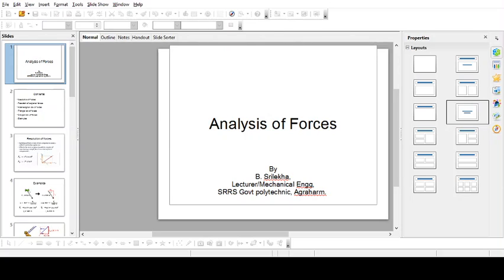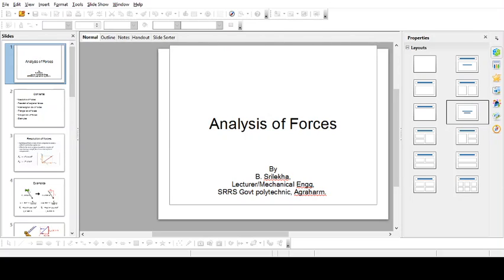Fx is, if theta is the angle made with the horizontal by force F, then the horizontal component would be F cos theta and the vertical component would be F sin theta. So this force F is resolved into two components, that is F cos theta and F sin theta. So let us have some examples of resolution of forces.